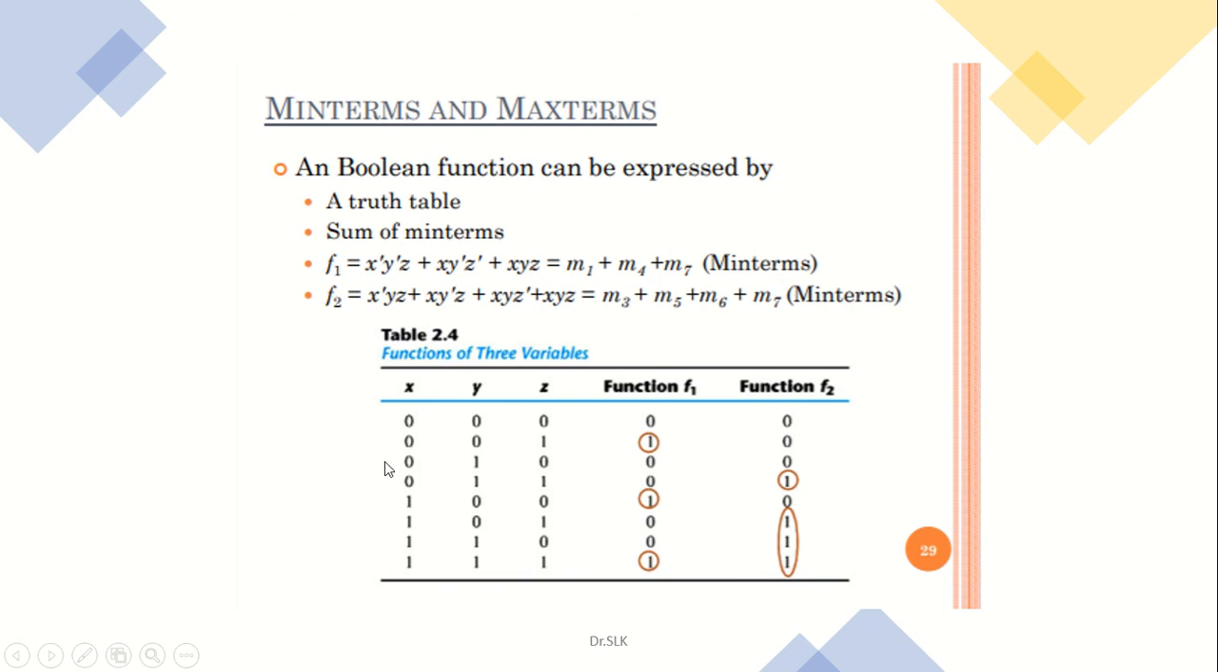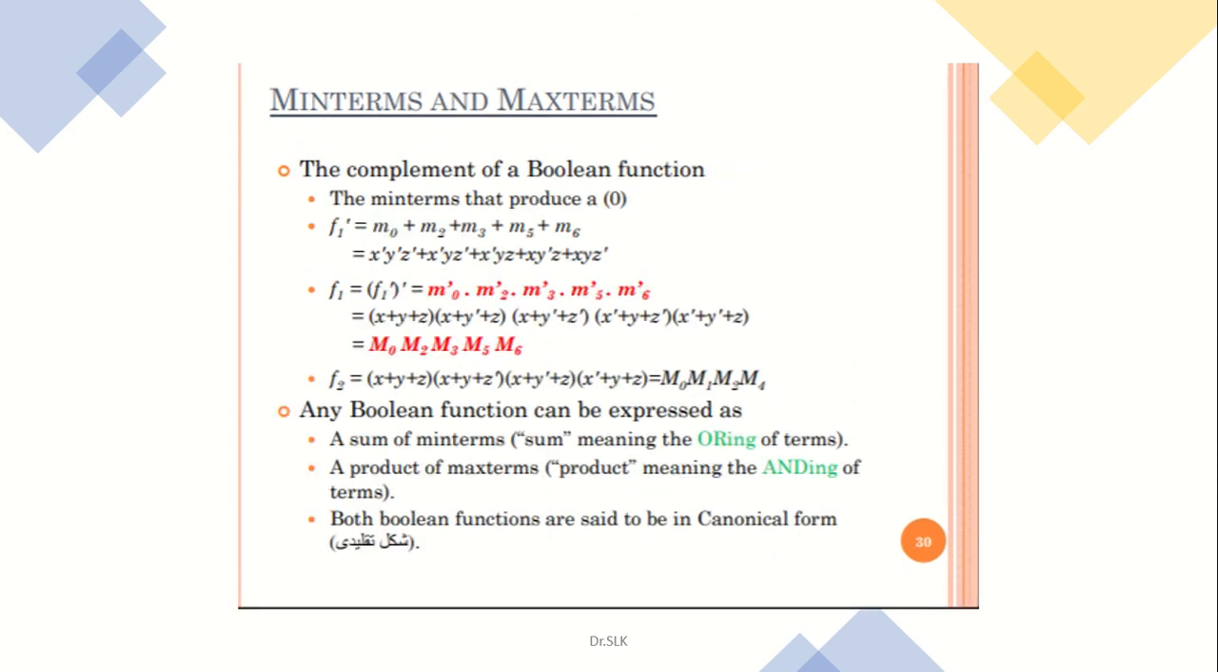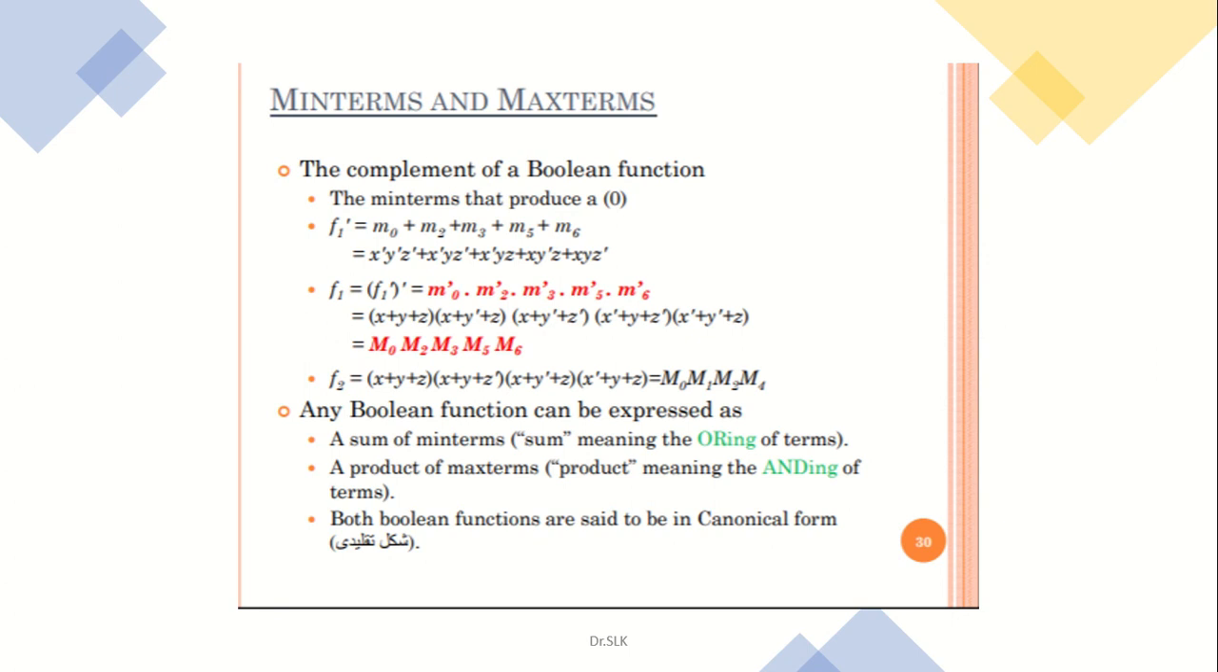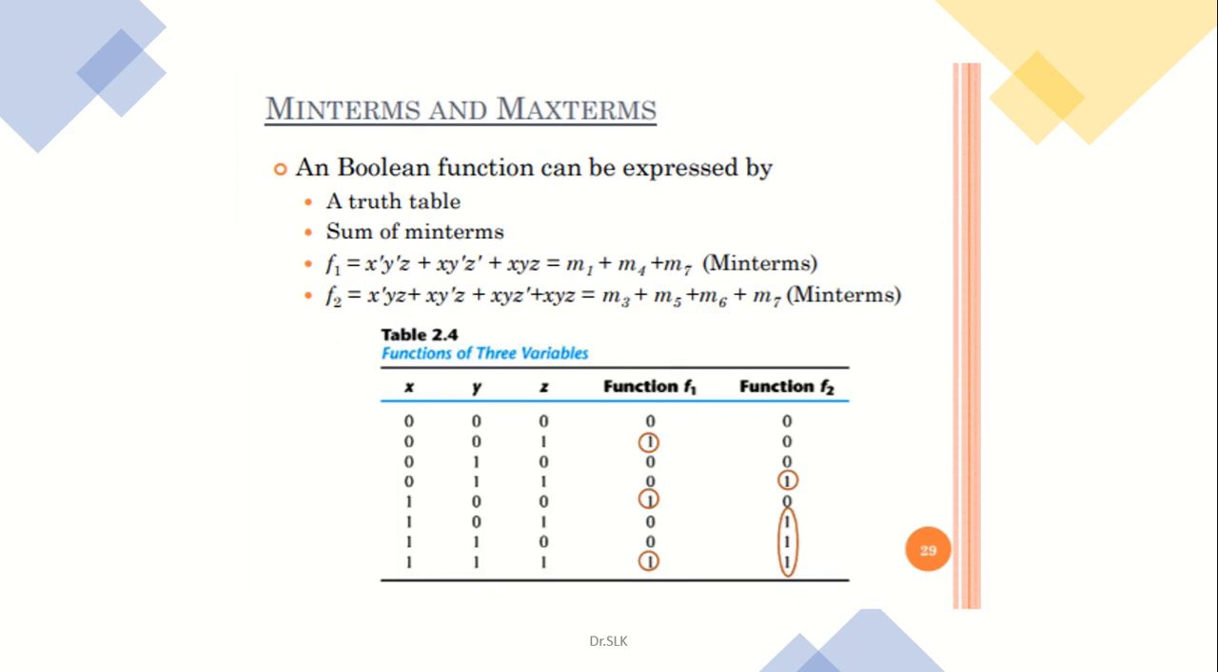And your f2 function is given as 0 1 1, and 1 0 1, and 1 1 0 and 1 1 1. For these values you put the value 1. So this is your function f1 as well as your function f2. As for the min terms, m1, m4 and m7, and the next one is m3, m5, m6 and m7. These are the min terms and max terms for the given table number 2.4 illustrates the same.